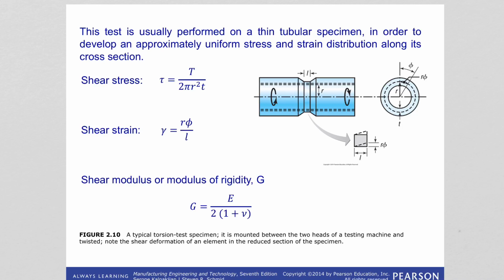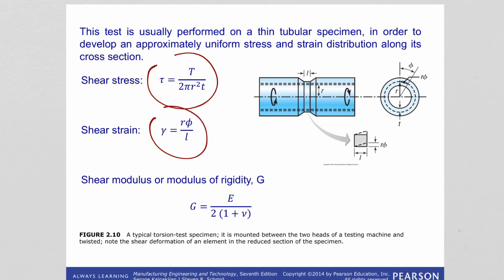So in the torsion test, we have a specimen and we mount it in between two heads of a testing machine and we twist it. And the shear stress can be calculated through this formula given here. T is the torque, R is the average radius of the tube, and t is the thickness of the tube at its narrow section. And shear strain can be calculated through this equation here.